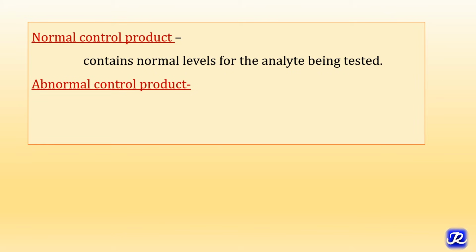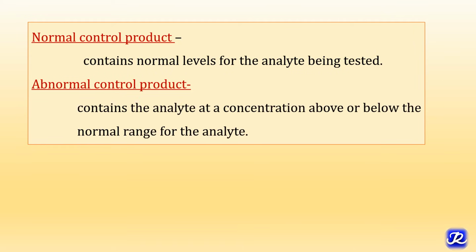And what is meant by abnormal control product? It contains the analyte at a concentration above or below the normal range of the analyte. This abnormal control product can be below the normal concentration, and it can be above the normal concentration. So it is able to detect the errors if the patient sample has a result which is less than normal or more than normal.